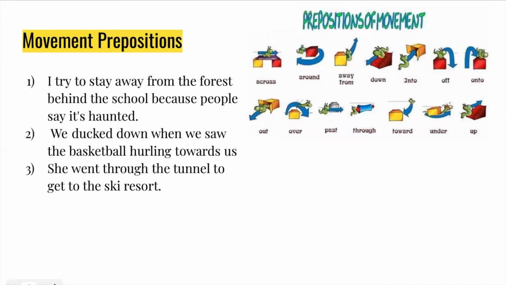from the forest. The next sentence, we ducked down when we saw the basketball hurtling towards us. So here, down would be the movement because I'm ducking when I see the basketball. And our last sentence would be, she went through the tunnel to get to the ski resort. So here, the prepositional phrase would be through because that's how she got to the ski resort.